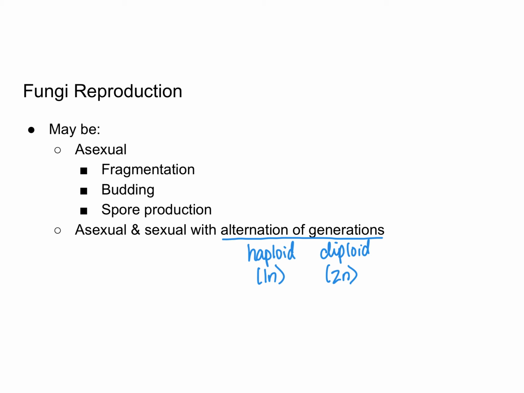And alternation of generations is something that happens in humans as well. So we will compare these when we get to that particular slide. Asexual reproduction can include fragmentation, budding, or spore production, and we're going to talk about all of these in more detail on the following slides.